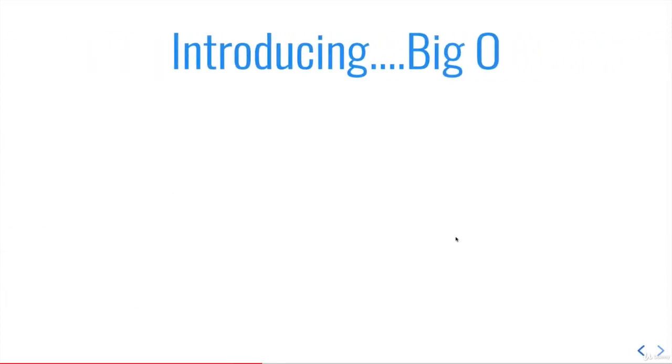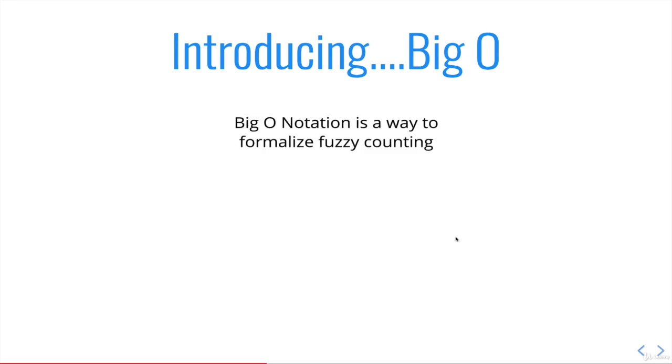All right, so we finally actually introduced the term big O. We've basically been talking about big O without actually saying the term big O notation. So let's reveal it now. Big O is just a way of formalized fuzzy counting.